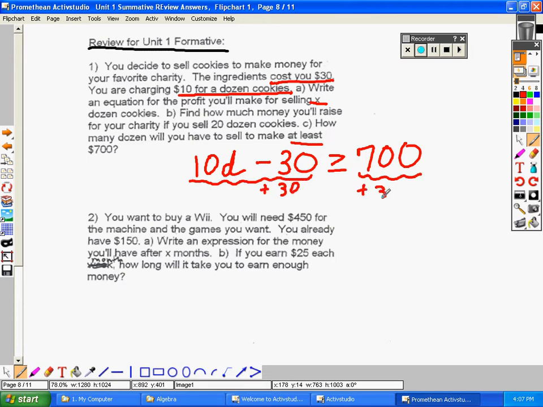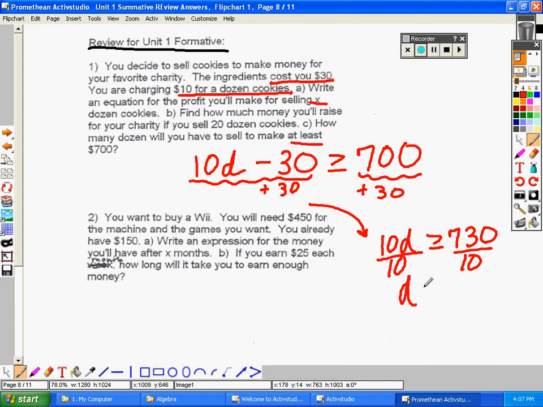And then you're just going to solve it like a normal inequality. Add 30 to both sides. I'm going to do this right down here. You get 10D is greater than or equal to 730, and then you are going to divide both sides by 10, and you get D is greater than or equal to 73, which means that if you sell 73 or more dozen cookies, you'll make at least $700. All right, let's go on to number 2.